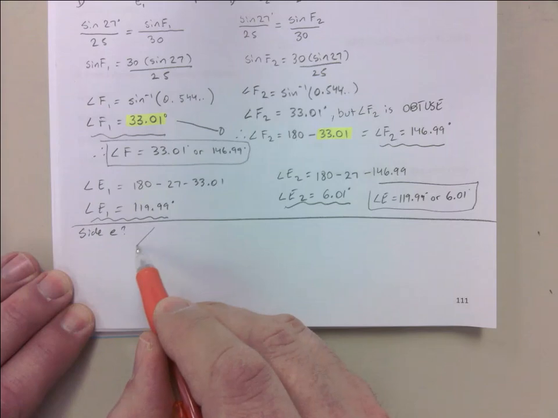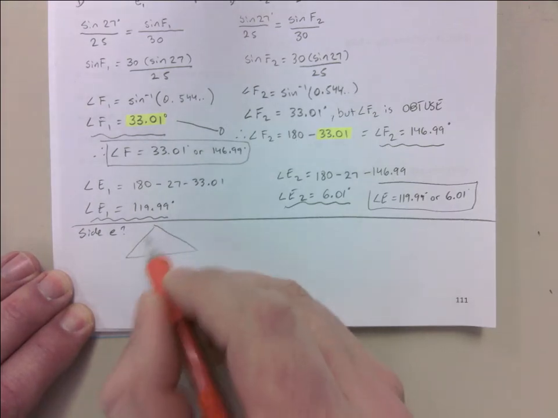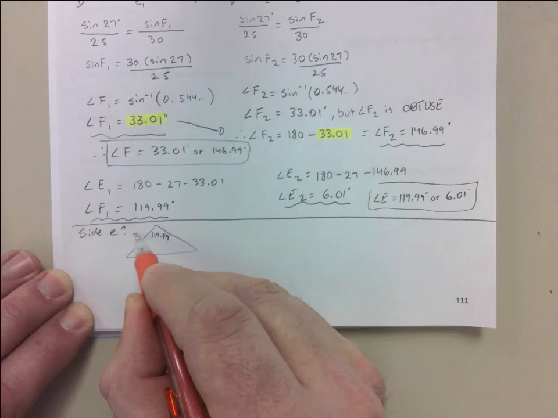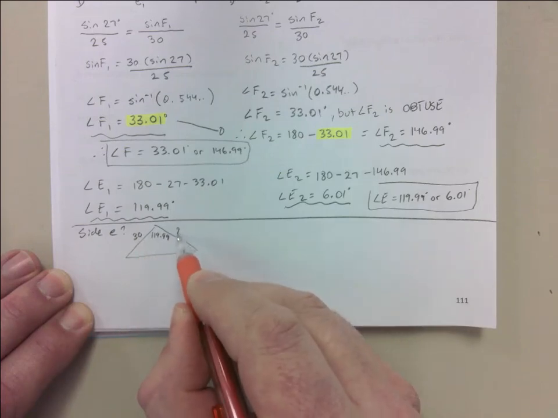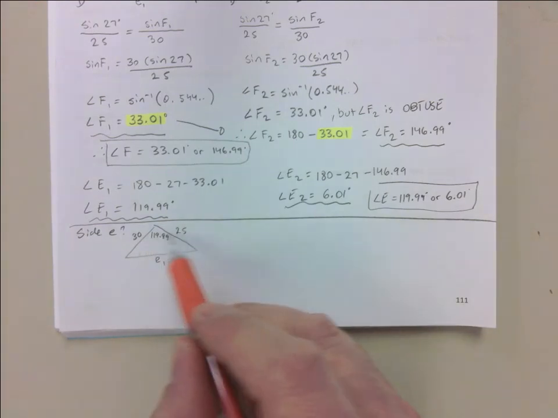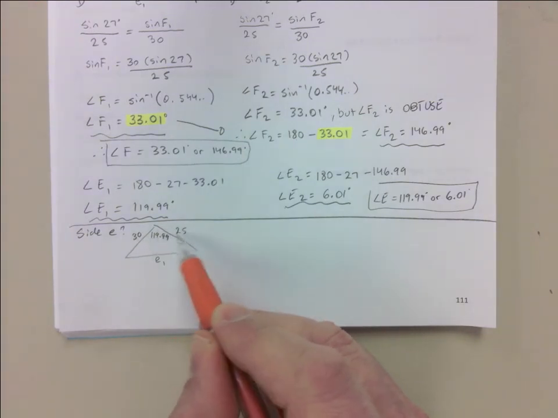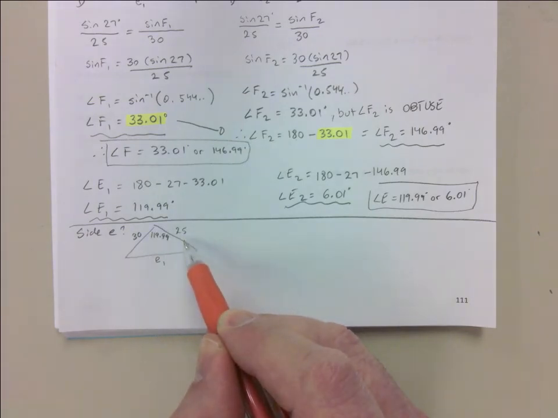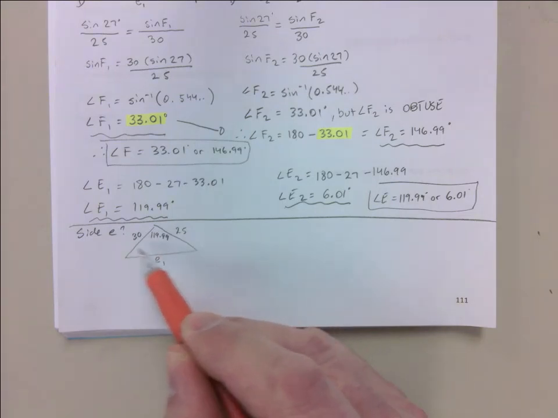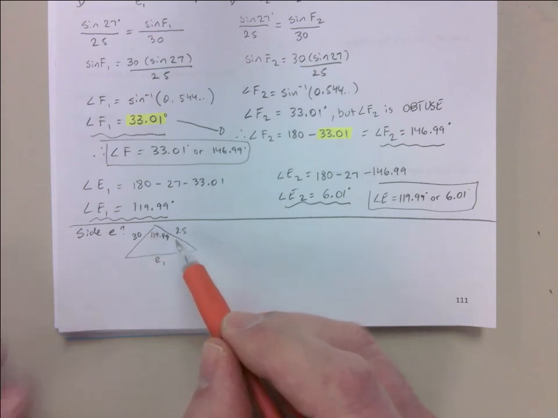And I'm just going to quickly do this diagram here. I found that this is 119.99. I know this is 30. I know this is 25. That's going to give me E1. What kind of case is that? SAS? What law do I use for that one? Cosine law? I use cosine law. If you like to use sine law, you would just have to fill this up with more information, use sine law to solve for it, but I use cosine law.